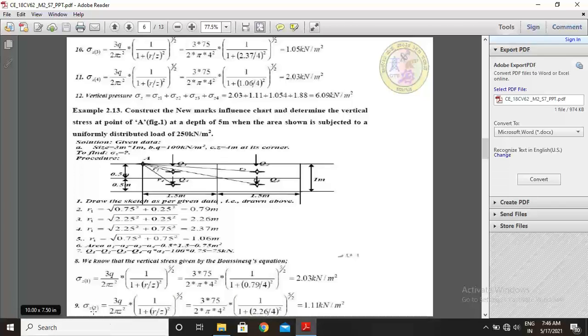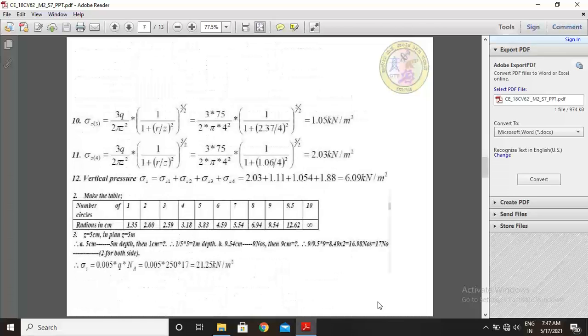Similarly, you calculate for the second rectangle. Substitute the values using Boussinesq's equation. Here q is 75, z is 4 and r is 2.26. So for rectangle 2, the radial distance is 2.26 and z is 4. While solving this equation we get the answer 1.11 kilonewton per meter square.